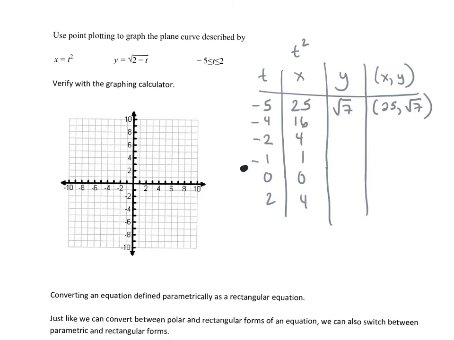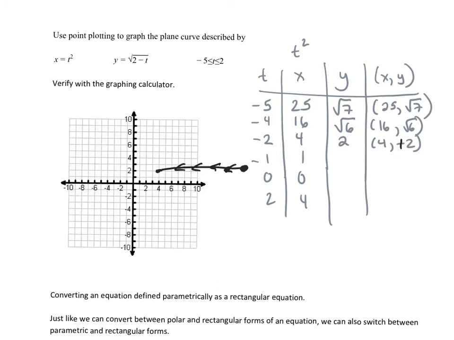For -4, 2 minus -4 is 6, so this is the square root of 6. So (16, square root of 6). That would be somewhere a little lower, not much lower, something like that. For -2, 2 minus -2 is 4, so the square root of 4 is 2, so there's a nice one. So we have (4, 2). I'm not sure why I put negative. (4, 2) is right there. So you can kind of see our curve is going this way.